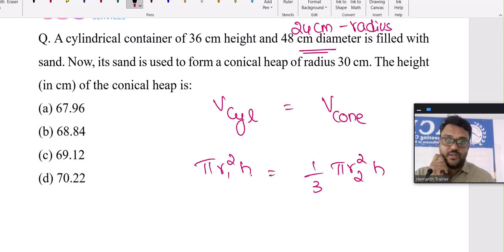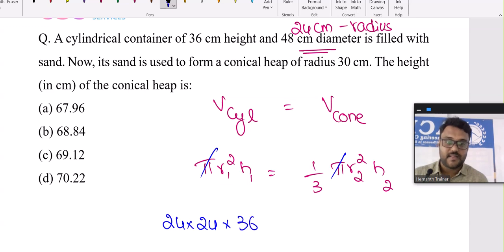The radius and height are also different here. This is a different one, and this is a different one. So pi gets cancelled. What is the radius here? 24 squared, so I'm writing 24 into 24 for better cancellation. H is nothing but 36.